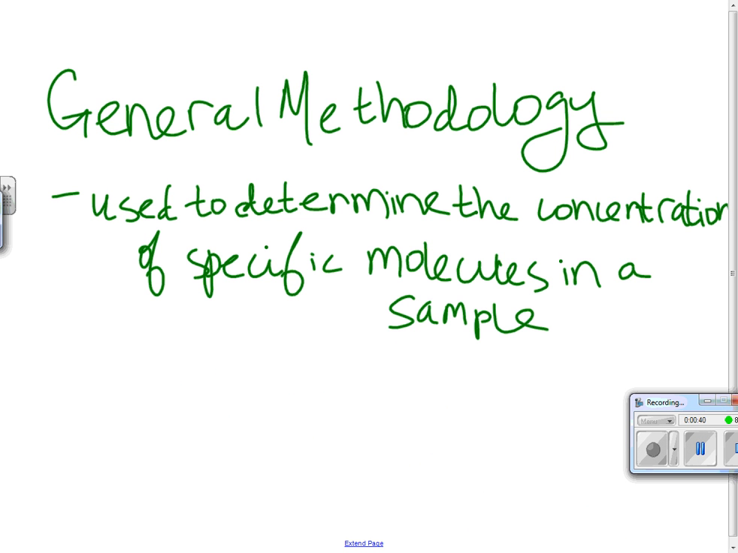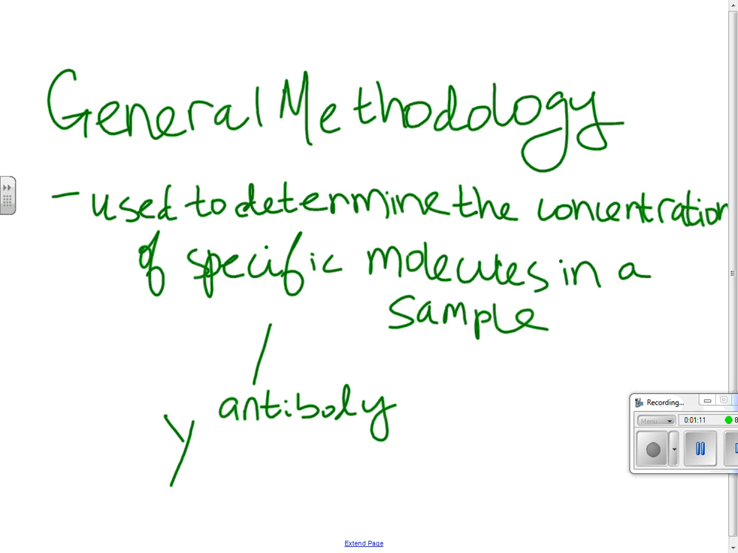Now let's take a few introductory notes. The general methodology. It is used to determine concentration of specific molecules in a sample, and as I have told you, it is the antibody and the antigen. And an antibody is a Y-shaped protein used by the immune system to identify and neutralize foreign objects such as bacteria and virus. The antibody recognizes a unique part of foreign target named the antigen.